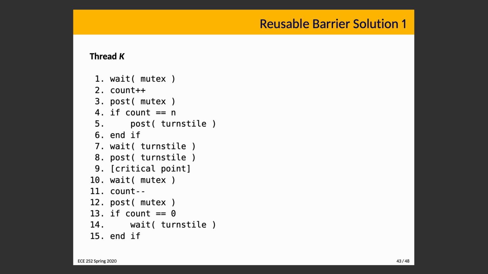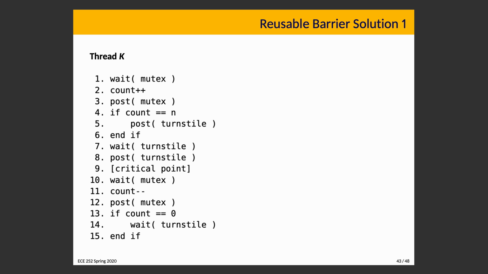So mutex, again, is straightforward. Every thread does wait and post on mutex, so there's no concern for balance there. And every thread does wait and post at lines 7 and 8. And as before, there's one extra post on line 5, but it's balanced now by an extra wait at line 14. So our total number of wait and post statements is pretty good.